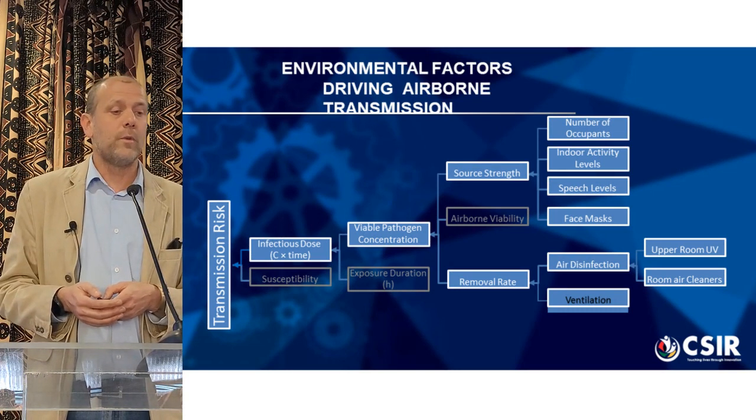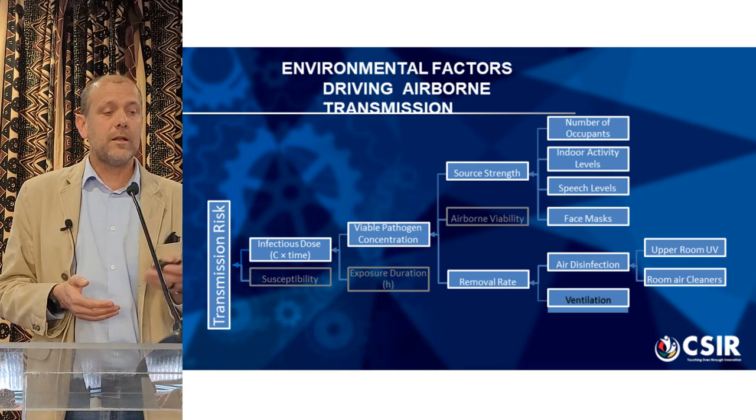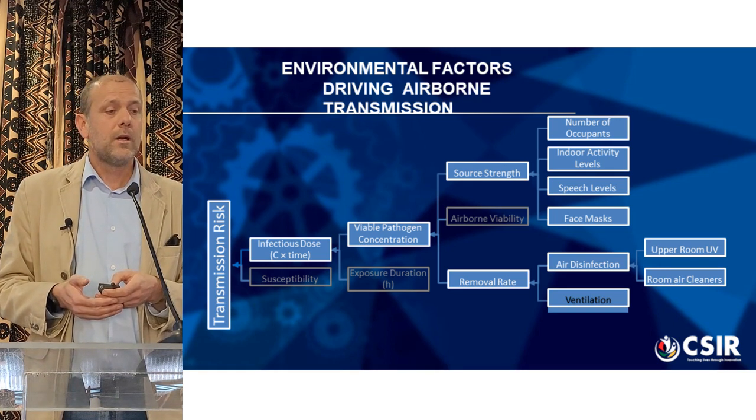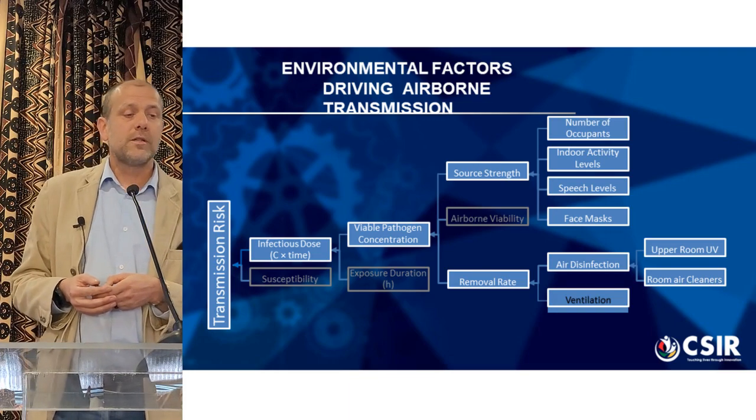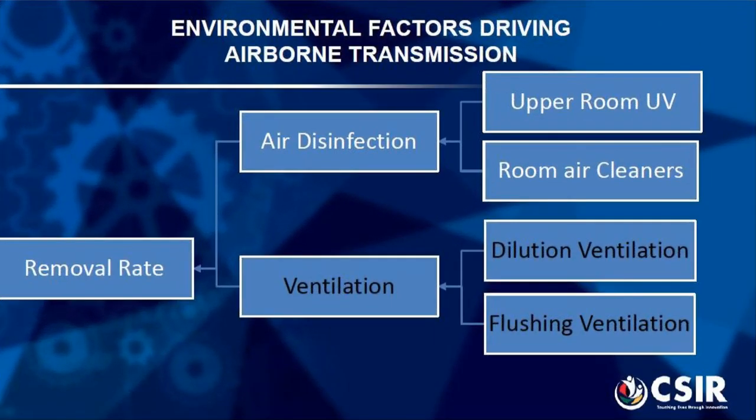Quite a lot of talk around room air cleaners and different types of room air cleaners. And then ventilation systems. Your ventilation systems can be one of two forms. You can have dilution ventilation or flushing ventilation. What we predominantly use in public spaces is dilution ventilation. Flushing ventilation is very often used in specialist environments, clean rooms, theatres, that sort of thing.